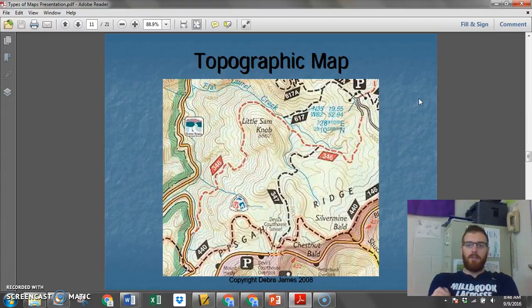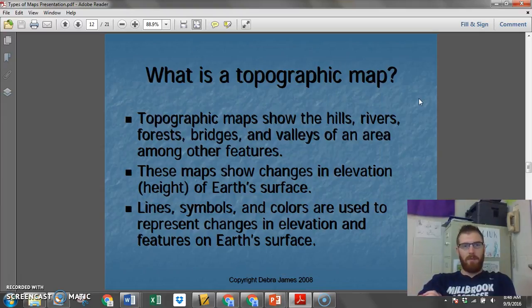This is the one that we're going to cover specifically. So we're going to go into a little bit more depth about topographic maps. A topographic map shows several of the geological features that are on the planet. Mainly they show changes in elevation on Earth's surface.